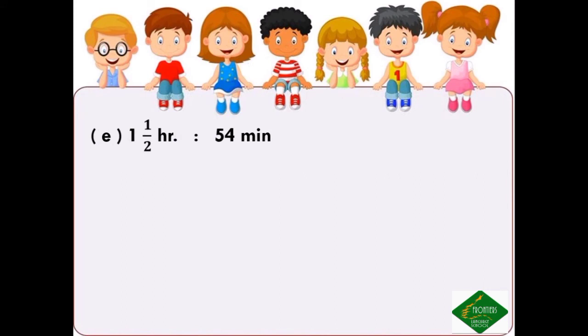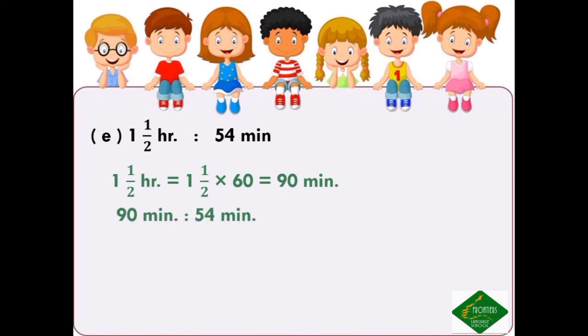Letter E, 1.5 hours to 54 minutes. Again, we have different units, hour and minute. So I will convert hours to minutes. Ask yourself, 1 hour equals how many minutes? 1 hour equals 60 minutes. So 1.5 hours multiplied by 60 equals 90 minutes.